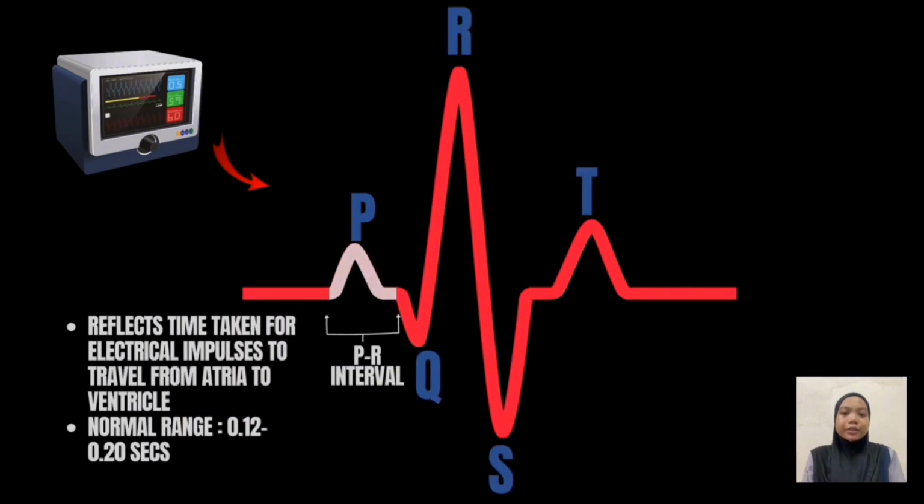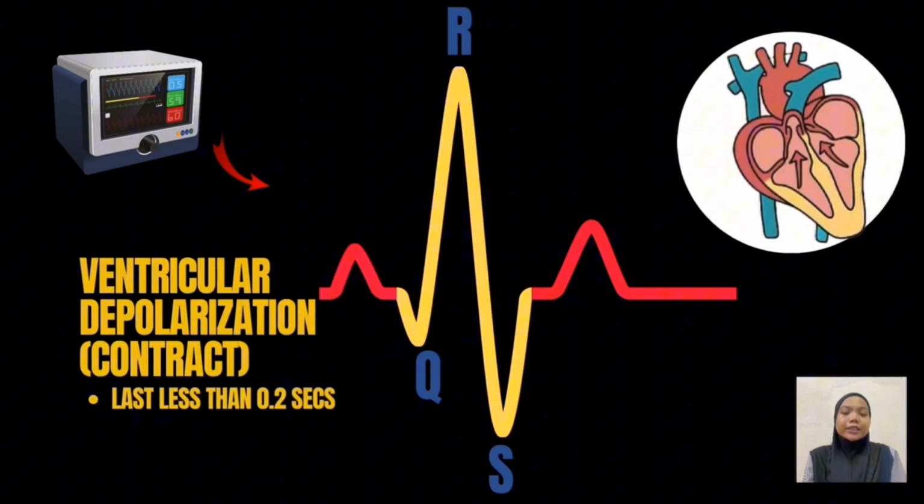Next is PR interval. The PR interval is the time from the beginning of the P wave to the start of the QRS complex. It reflects the time taken for the electrical impulse to travel from the atria to the ventricles. Normal range for it is between 0.12 to 0.20 seconds. The QRS complex is a series of deflections following the P wave. It represents ventricular depolarization, the electrical activity responsible for ventricular contraction. It normally lasts less than 0.12 seconds.